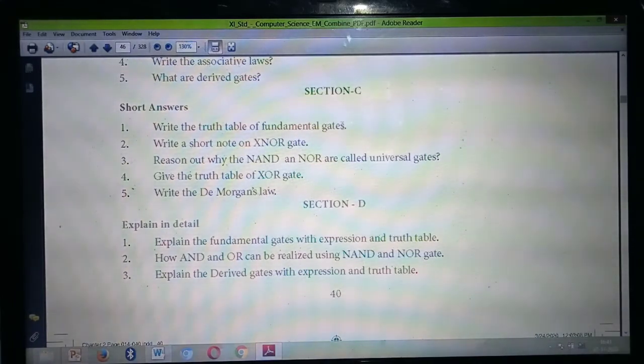Once more. First question, page number 39. Second question, page number 38. Third question, page number 34. Fourth question, page number 39. Fifth question, page number 38.